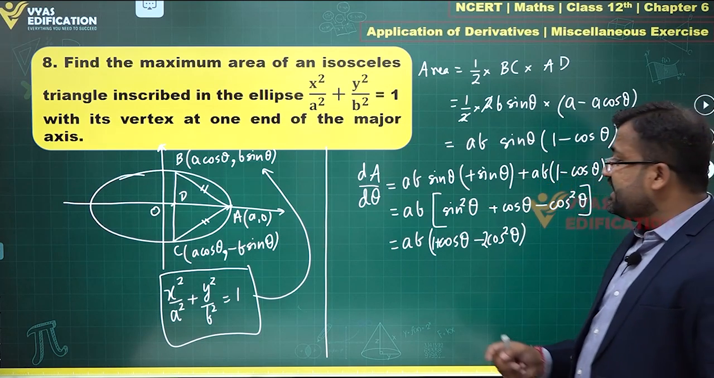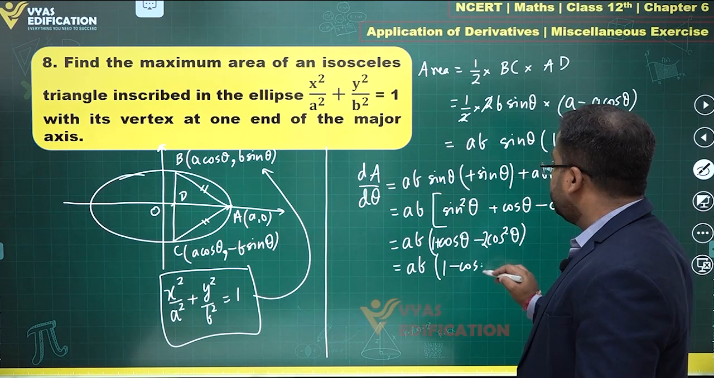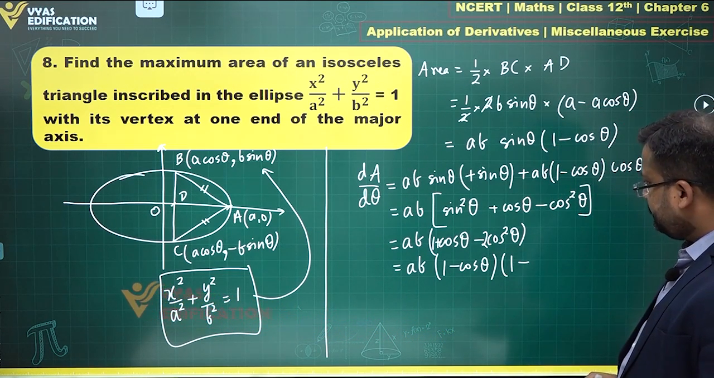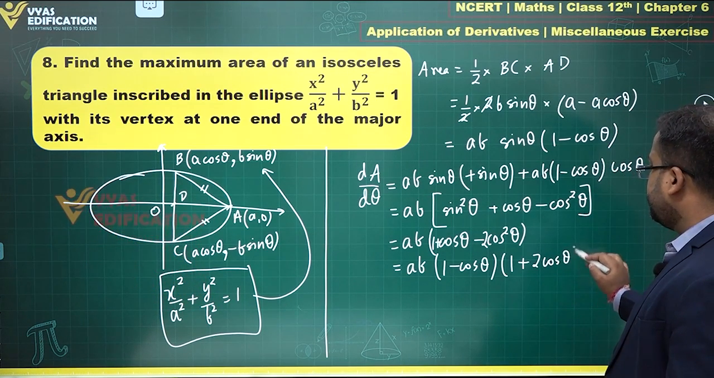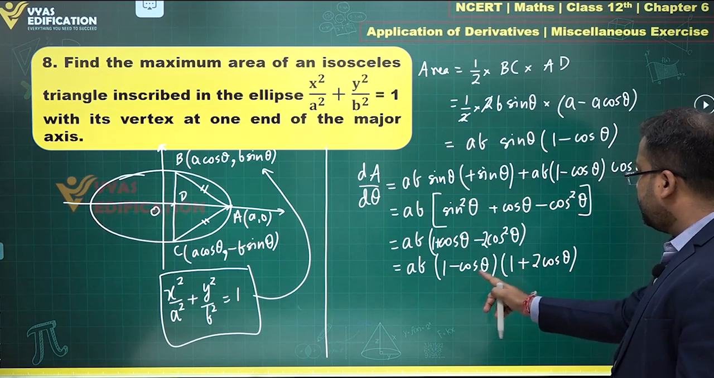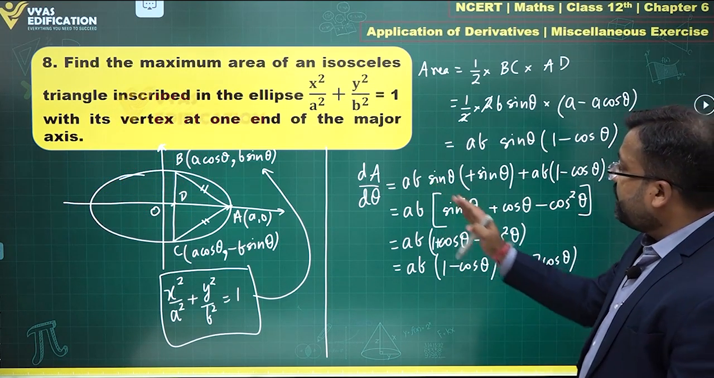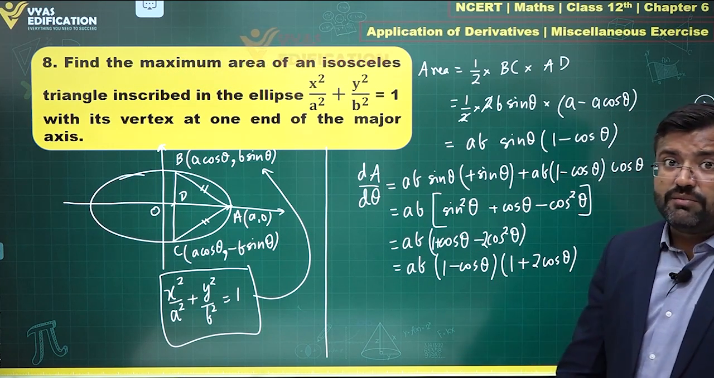And can I factorize this expression? Yes, I can factorize this easily. This is 1 minus cos theta, and this is 1 plus 2 cos theta. Check this out. This is 1 plus 2 cos theta minus cos theta, and minus 2 cos square theta. That's what you get, right? That's the complete derivative. From here I get cos theta equal to 1, or cos theta is equal to minus 1 by 2.